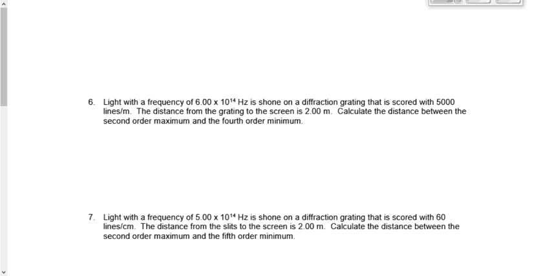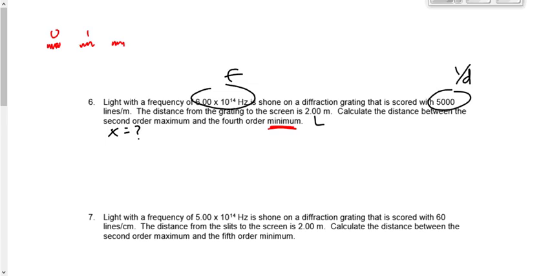Let's have a look at question number 6 now. Same thing, we're given a frequency, scored with 5,000 lines per meter. Again, that's not D, that's 1 over D. Here's L. We want to find X this time, when we're measuring the value of X between the second max and the fourth min. Central maximum, first, second, third, fourth order maximum, the second maximum, and the 1, 2, 3, fourth minimum. The difference between 2 and 3.5 is 1.5. So N is 1.5 here.